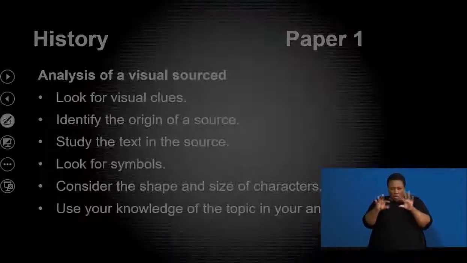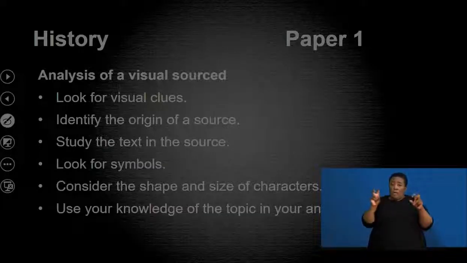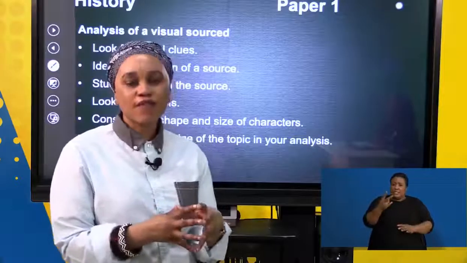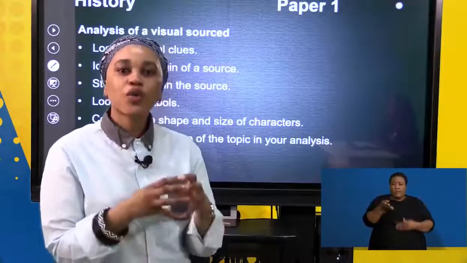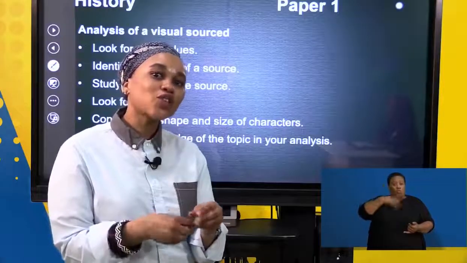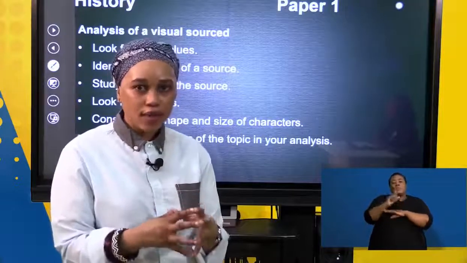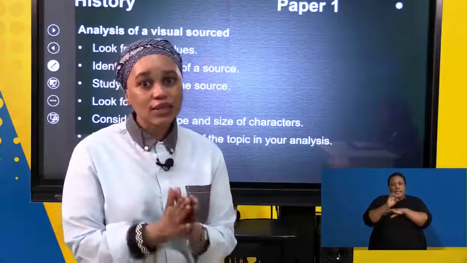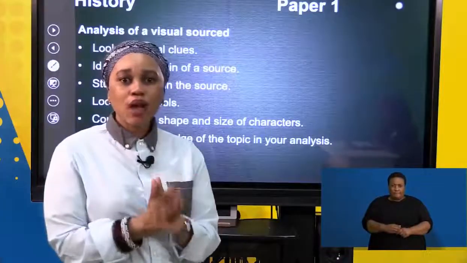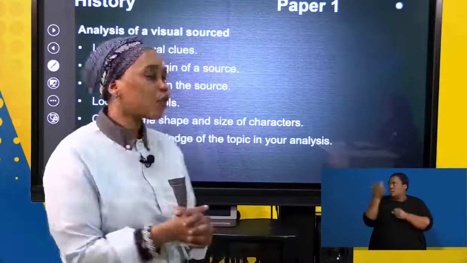And you need to use your knowledge of the topic in your analysis. If you look at all these things that I've discussed with you, you will see that they don't tell you everything about the event. They are just clues to the event. So that is where your own knowledge comes in. It's very important for you to make sense of what was going on based on the visual clues that you see there. I hope that helps you understand how to analyze a visual source. As I said, we are going to use an example from last year's paper just to show you what sort of things to look for in a visual source.